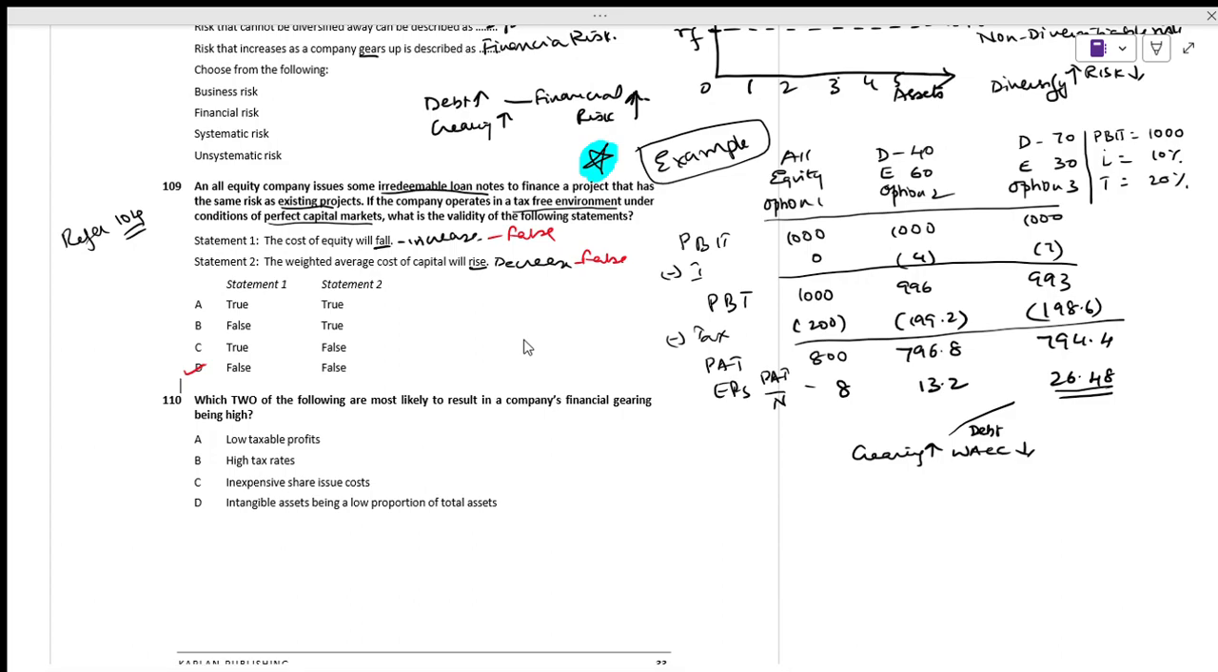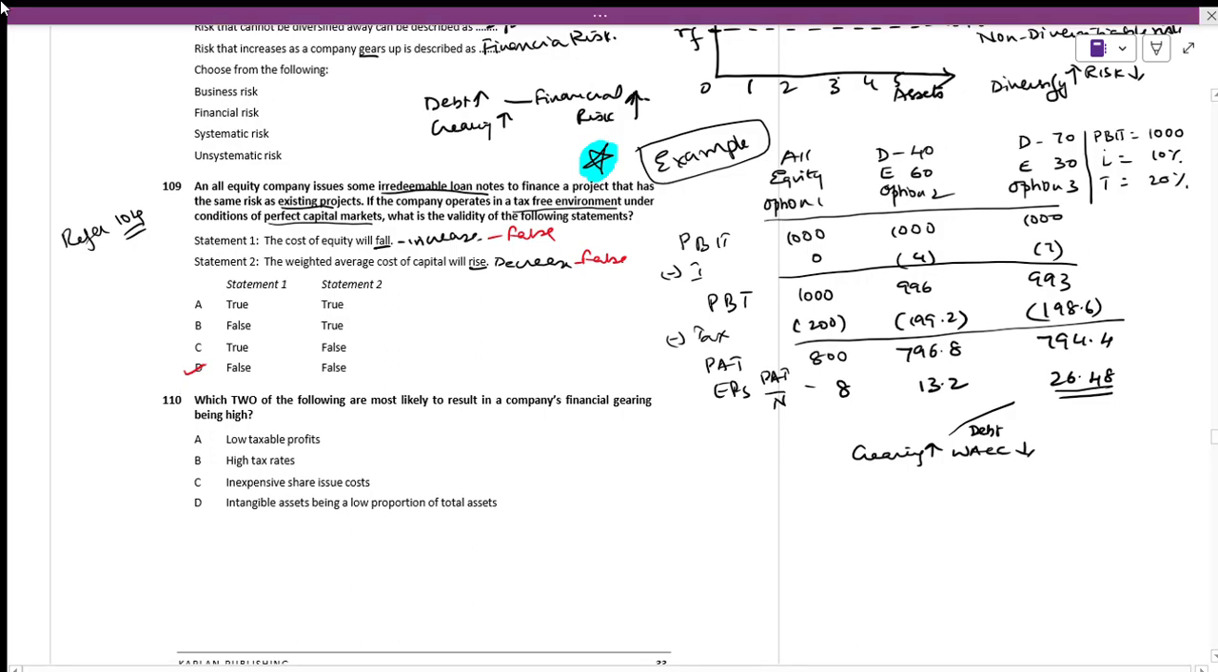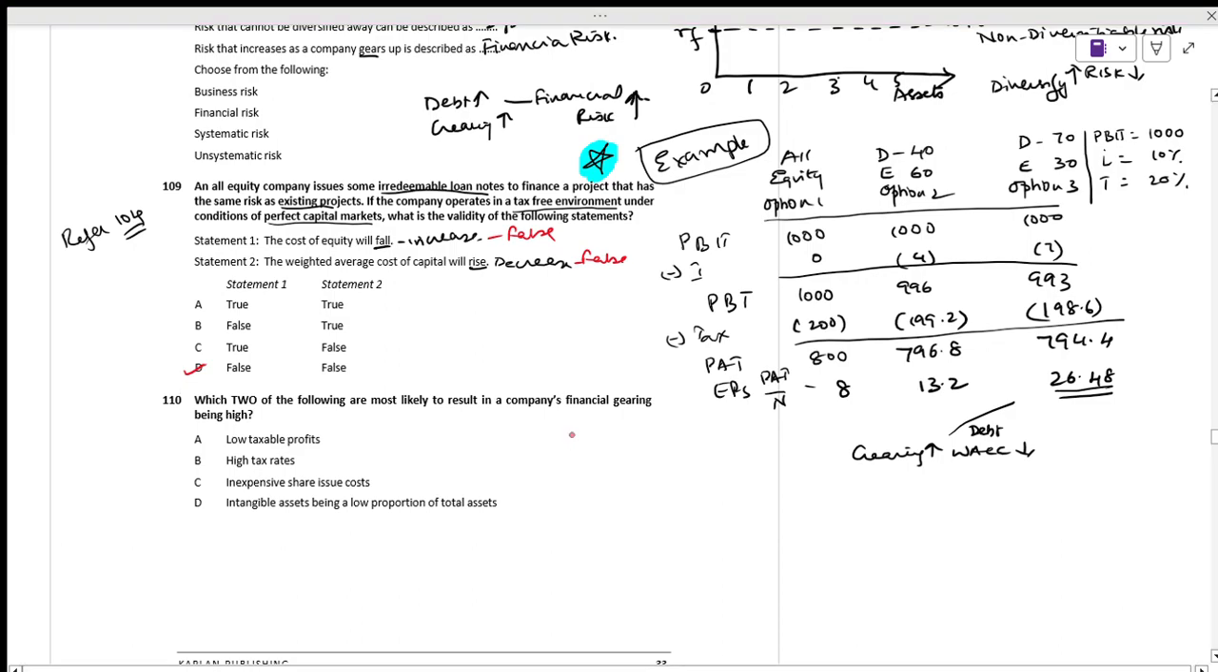Okay. Now, see, this is where it says, which two of the following are most likely to result in high company financial gearing. See, when we have low taxable profits, fine. See what happens here, keep it in mind. This is what I said. If we have, how much is there? The tax rate is how much? 20%.